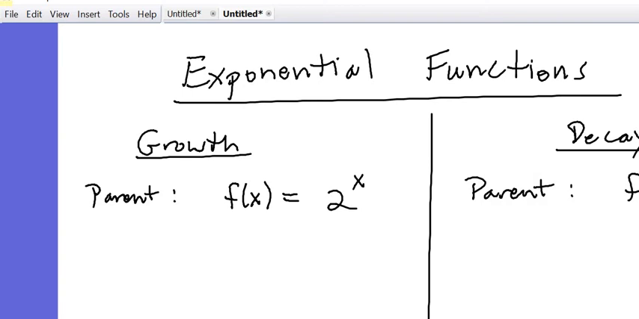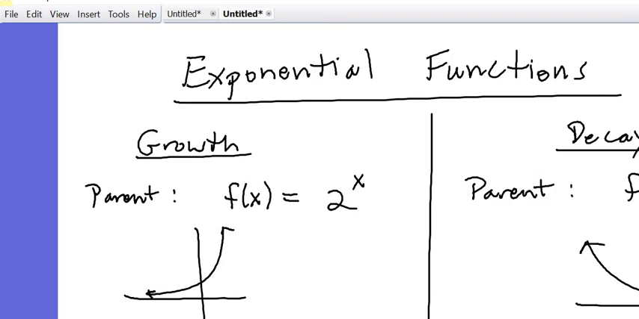You've got a growth function, you've got a decay function. Growth is going to go up to the right. Decay is going to go down to the right. I want you to notice some special features about growth and special features about decay. Growth going up to the right?